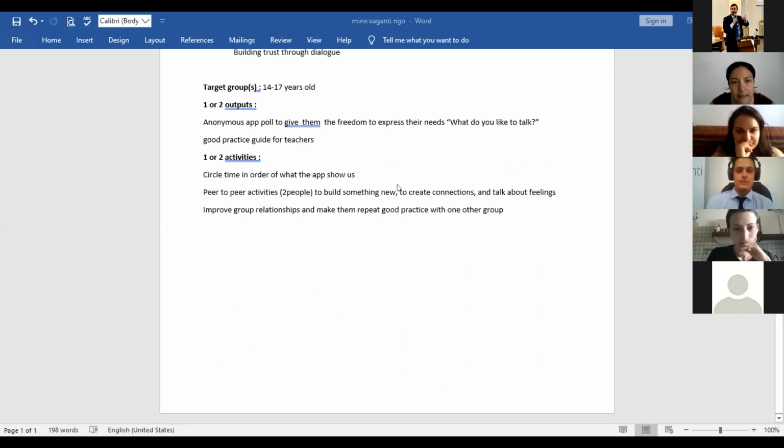As I said, the target is 14 to 17. So I have, I think, two outputs. The first one is an anonymous app poll to give them the freedom to express their needs. For example, if we are talking with them, they can vote on something. What is your need? What do you need to talk about? It's anonymous. And I imagine this app, for example, we need to talk about trust between teenagers. So if trust gets 10 points, we start to talk about trust. And after the dialogue, we can make a good practice guide for the teacher. The activity, I imagine like a circle time, depending on what the app shows us, trust or love or friendship, whatever they need.